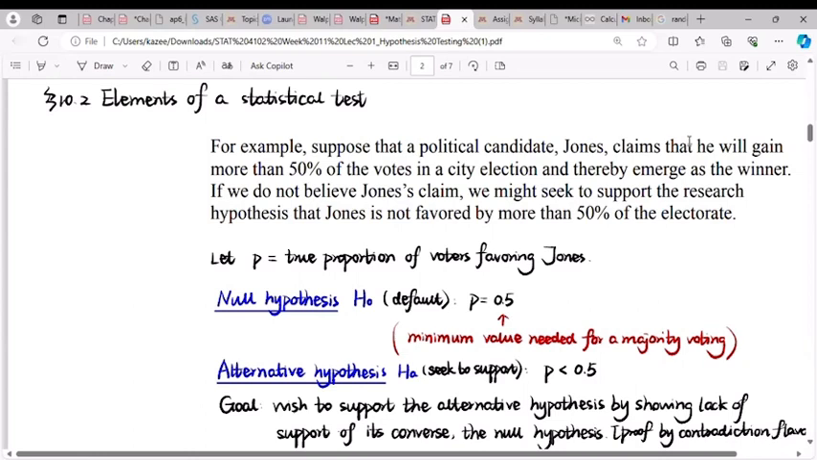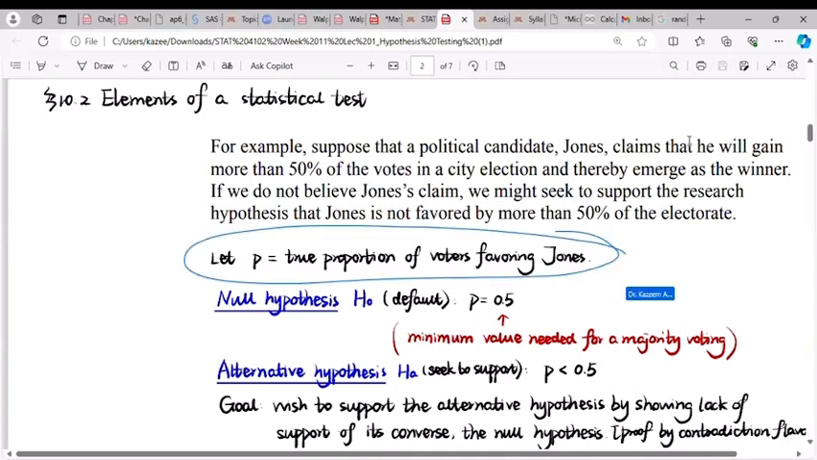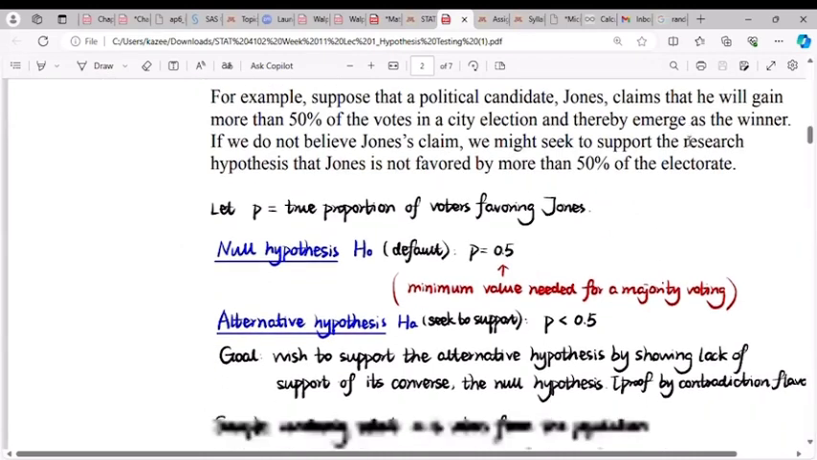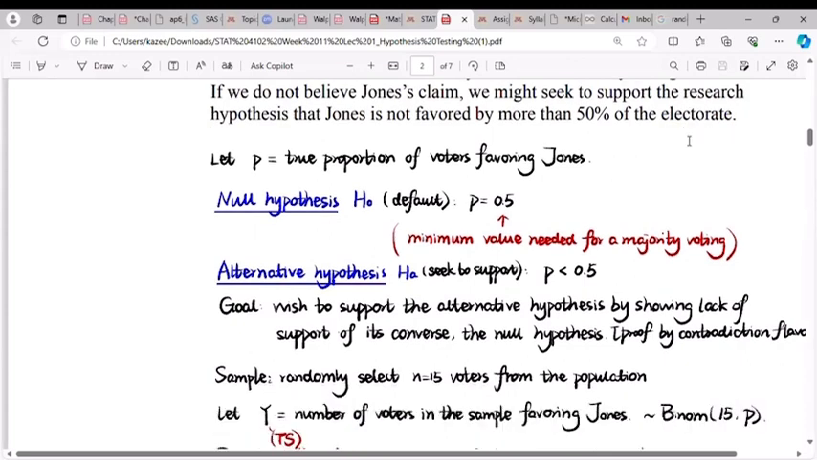Now, if we want to figure this out, it means we want to figure out the true value of a parameter. The true value of a parameter here is the true proportion of voters that will favor Jones. And like I told you the other time, we're actually going to have two hypotheses under investigation. We call it the null hypothesis, and the null hypothesis is the hypothesis of primary interest to the researcher. The alternative hypothesis is a complement of that; it's going to go against the null hypothesis.